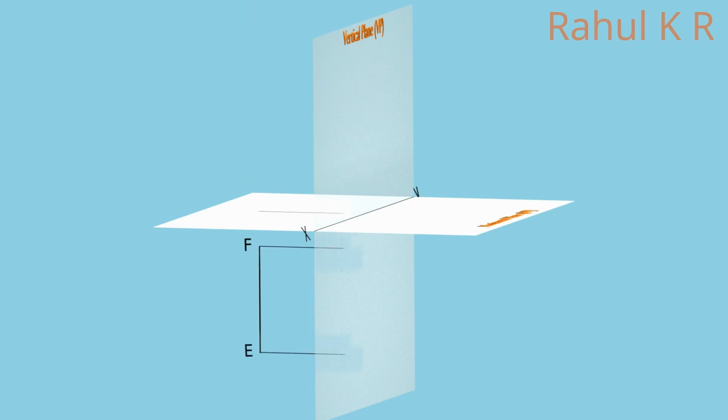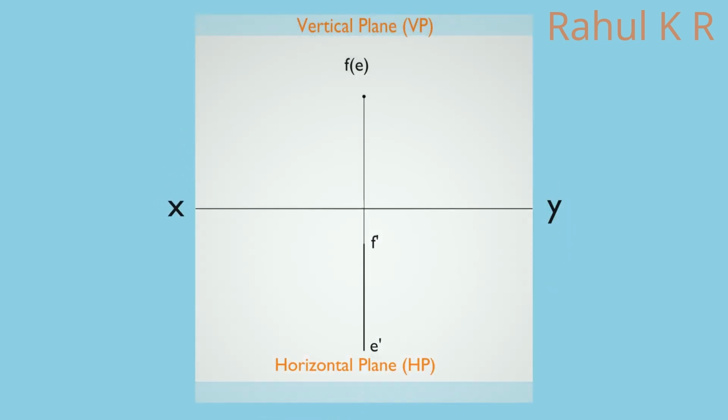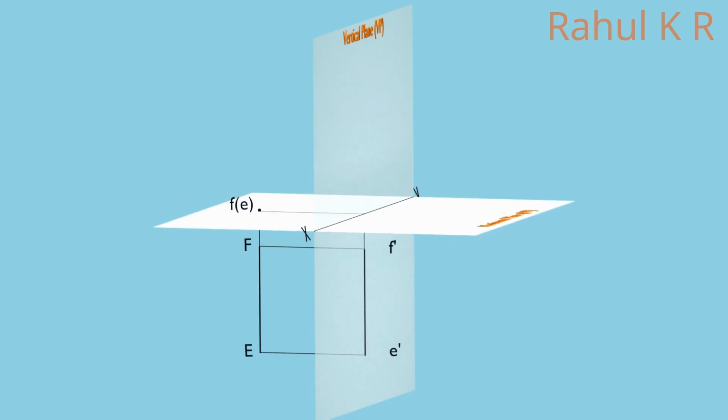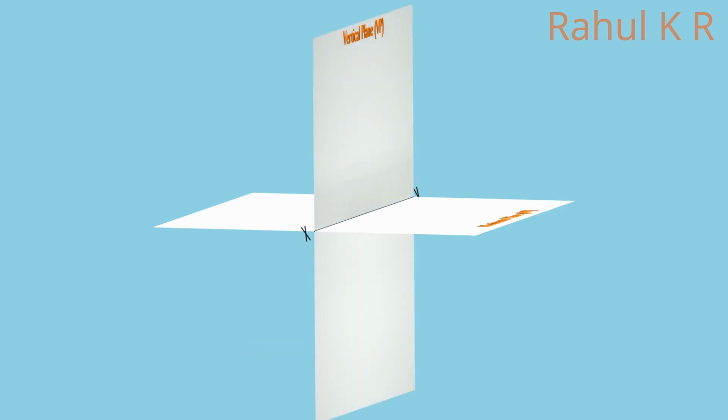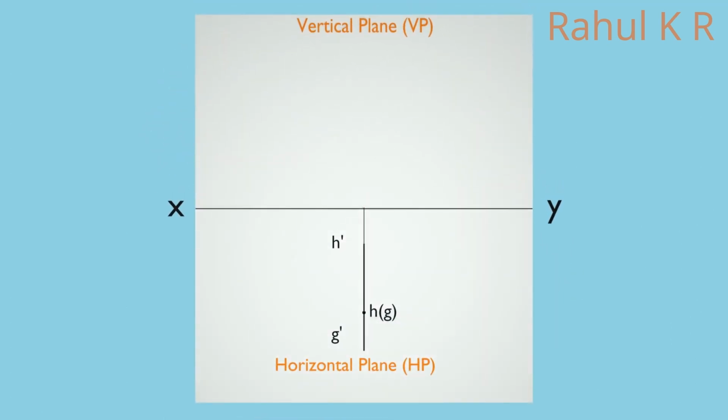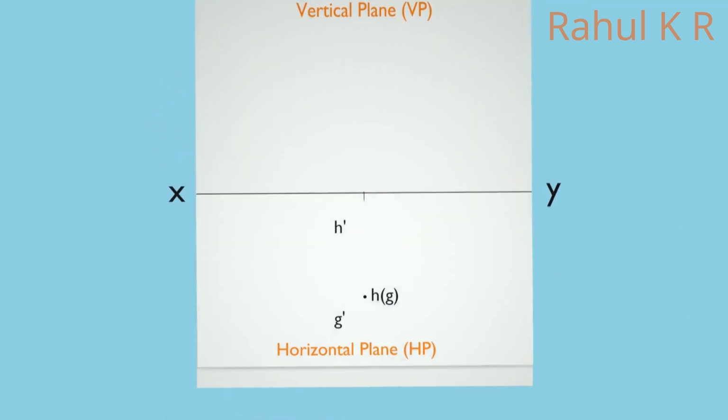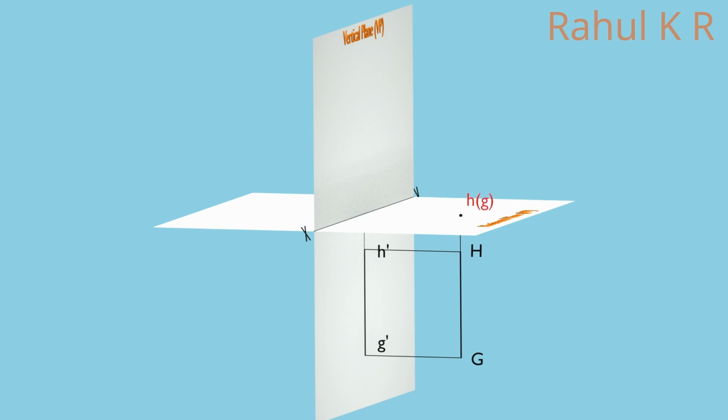If the line is in third quadrant, front view will be below the XY line and top view will be above the XY line. Top view is denoted by FE with an E in brackets indicating endpoint E is not visible in the top view. If the line is in fourth quadrant, front view and top view both will be below the XY line. Top view is denoted by HG with a G in brackets to show endpoint G is not visible in the top view.